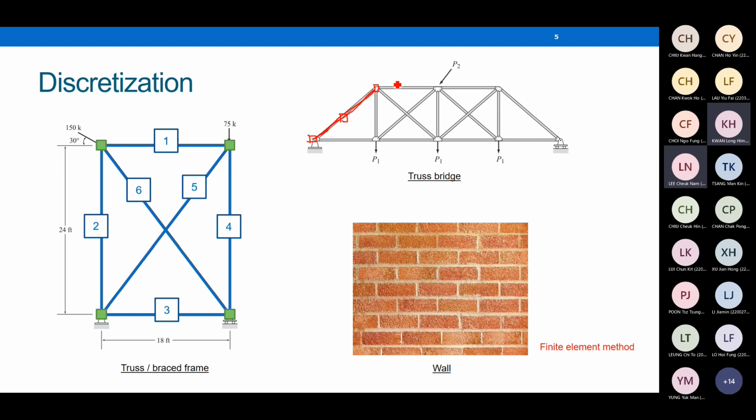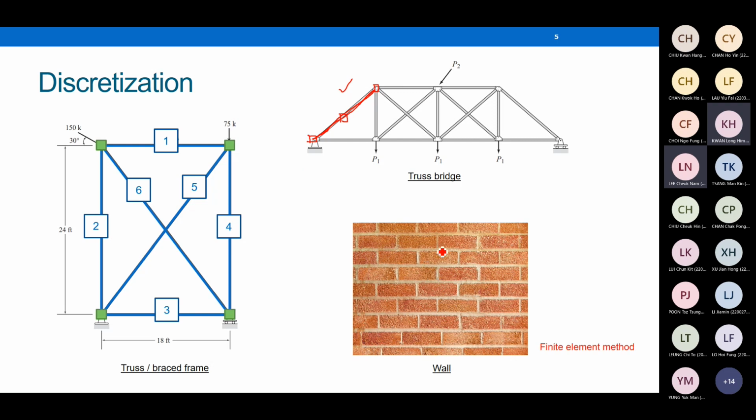If you cut the whole structure into more elements, then you can get a more accurate result. You can get more information, but the consequence is that the problem size becomes bigger. In terms of mathematics, the matrix becomes bigger. Then you need to solve bigger matrix problems.